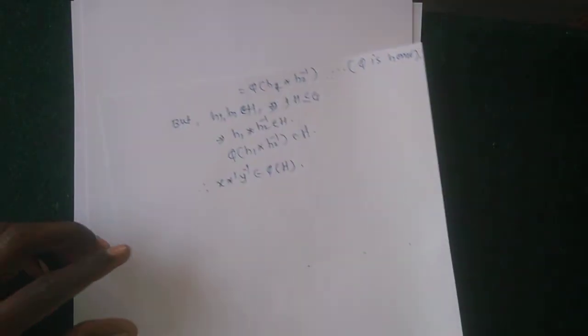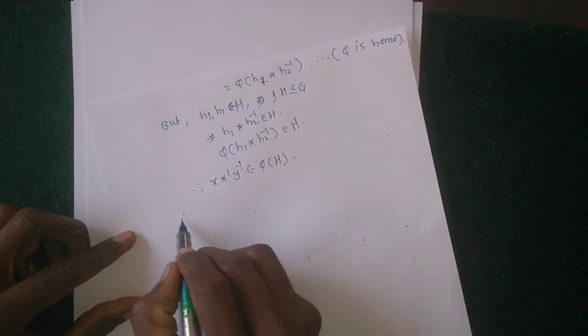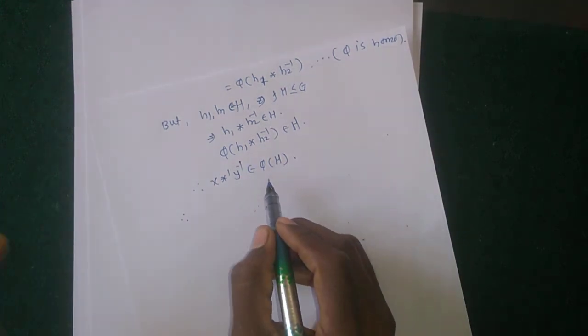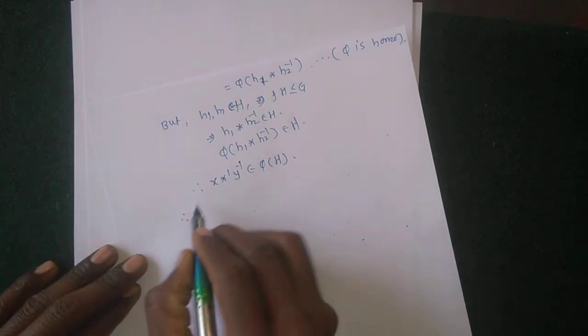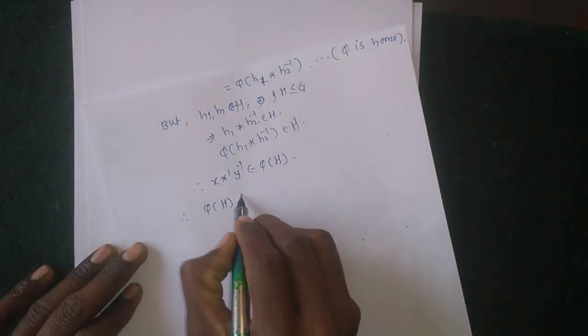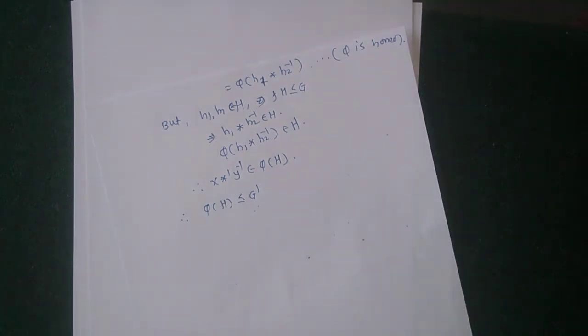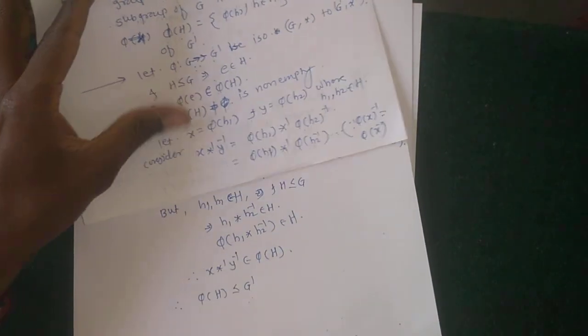So X star dash Y inverse belongs to phi of H, and by using the theorem, phi of H is a subgroup of G dash with respect to the binary operation star dash. So this is a very simple and important example for the university exam.